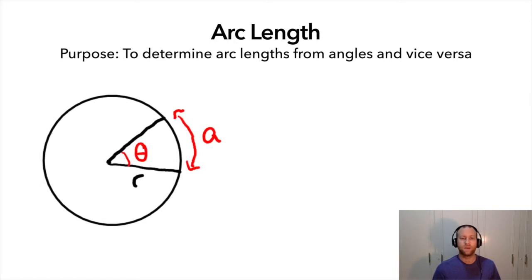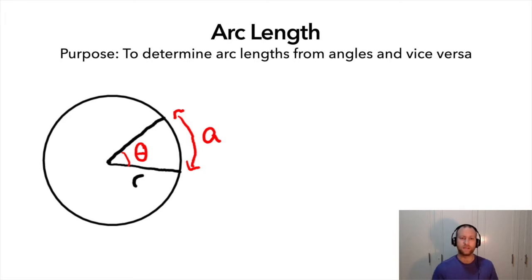Arc length. So the A here in this drawing is the arc length. I talked a little bit about it when I showed radians. If the arc length is equal to r, then the angle that gives you that is your radian. It's the definition of radian. If you don't remember that, go back to the last video.